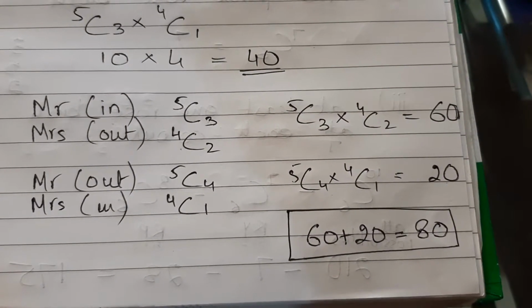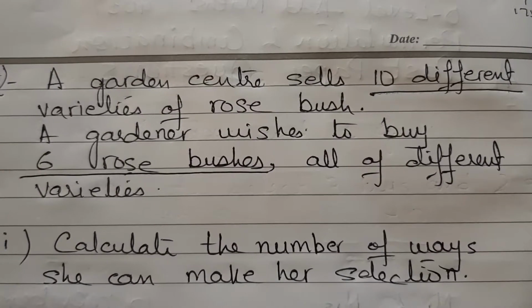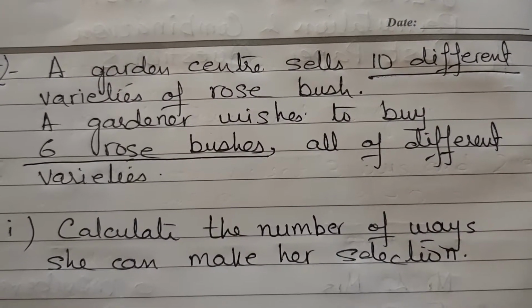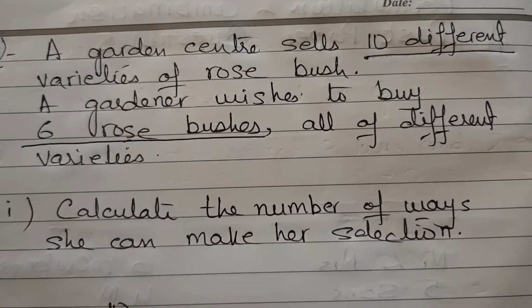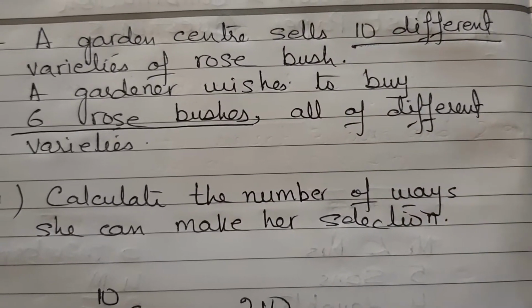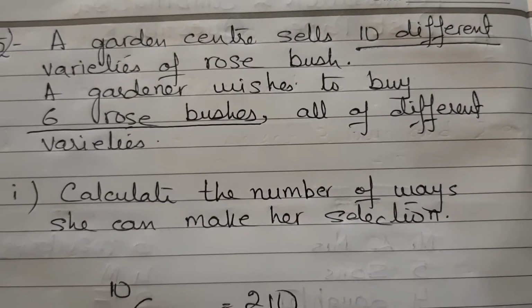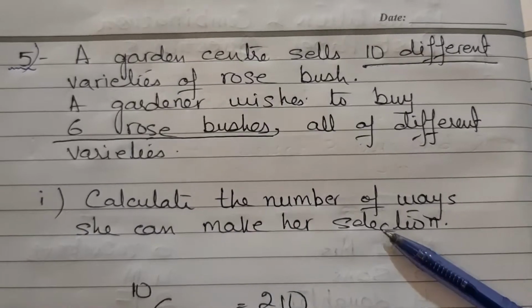So now let's see one more question. Now in a garden, a garden center sells 8 different varieties of rose bush. And gardener wishes to buy 6 different rose bushes, all of different varieties. Okay, so there are total 10 different types and gardener wants to buy 6 different types. Now question number 1, calculate the number of ways she can make her selection.